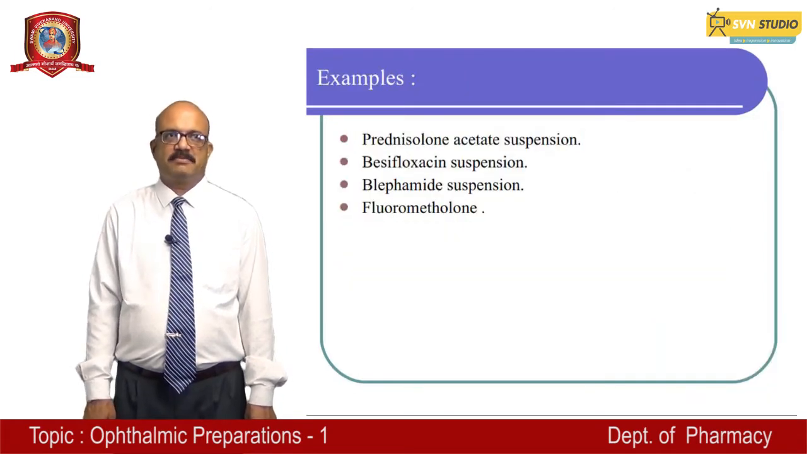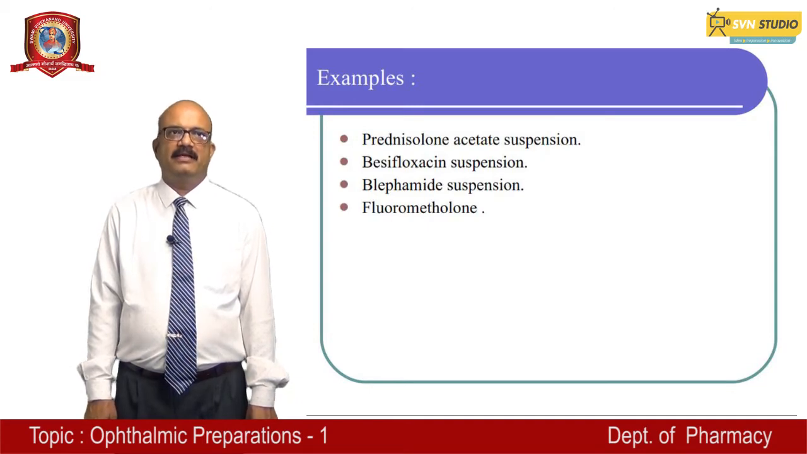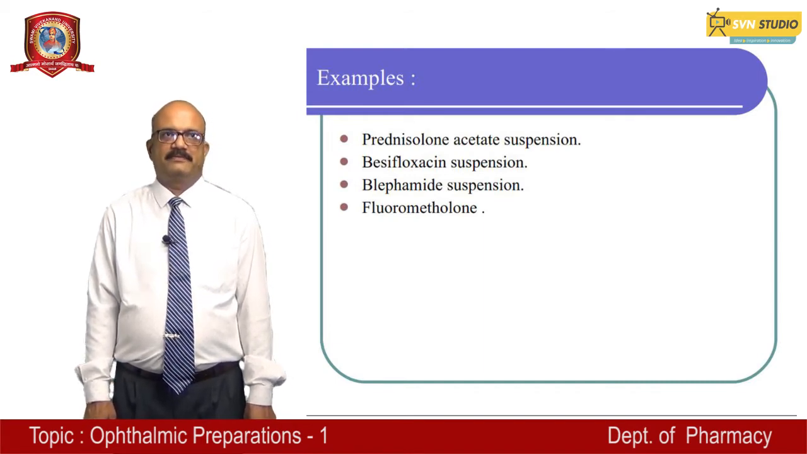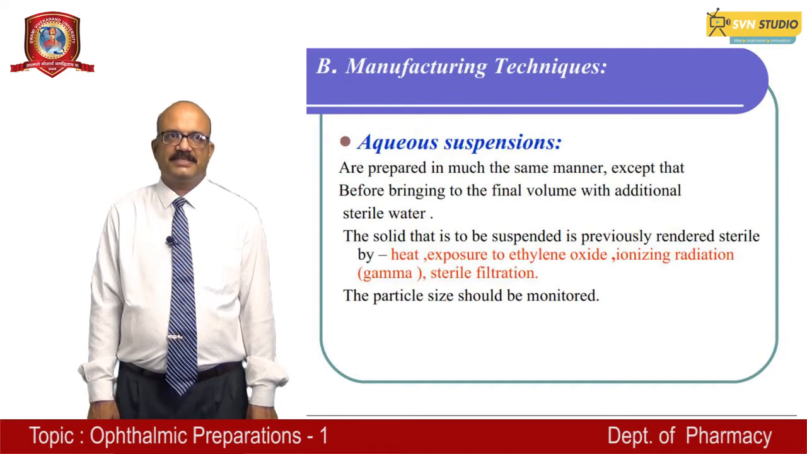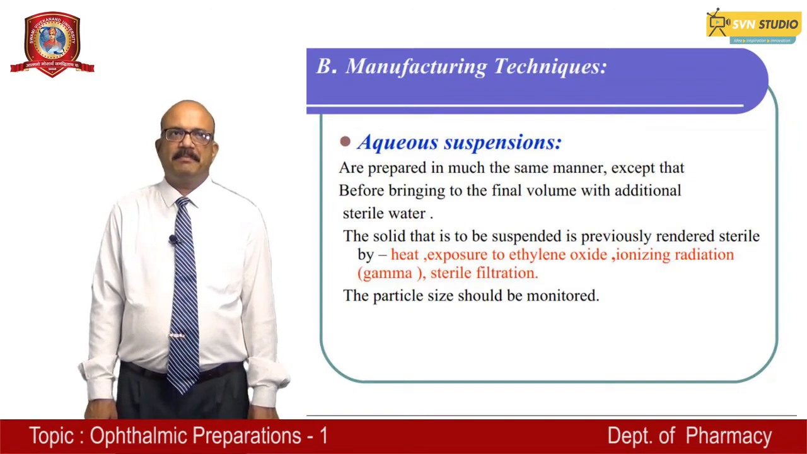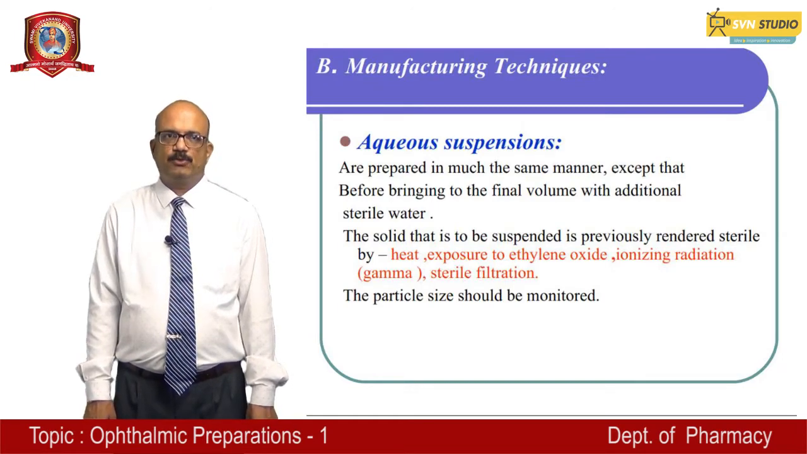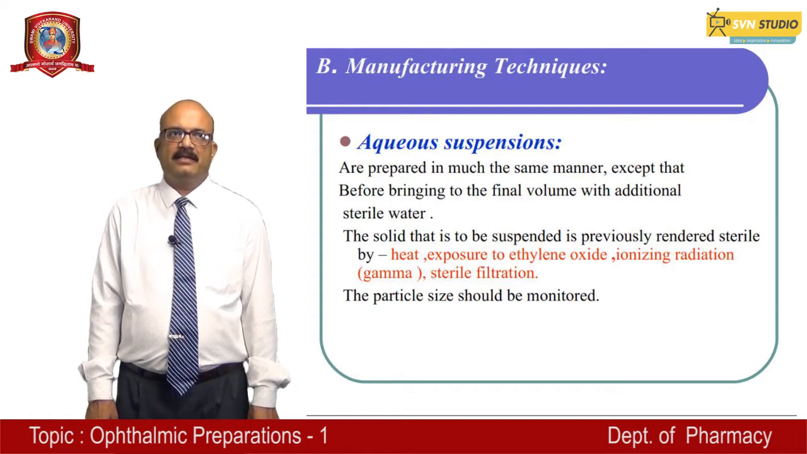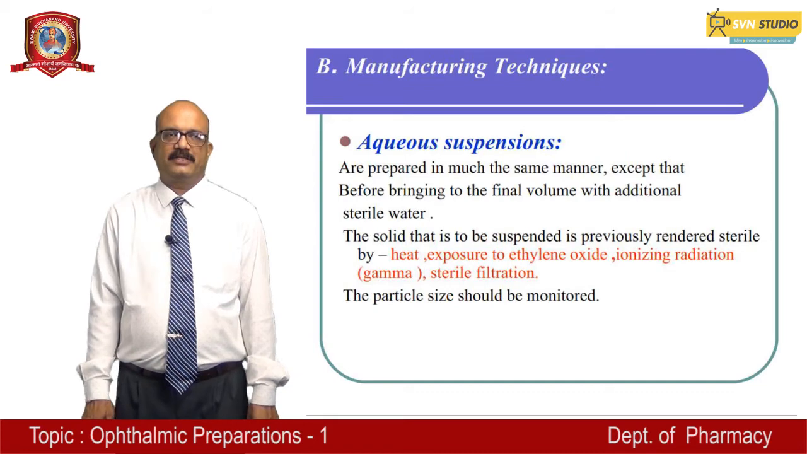Examples of the various suspensions available include prednisolone acetate suspension, besifloxacin suspension, and fluorometholone. Now coming to the aqueous suspensions, these are prepared in much the same manner, except that before bringing to the final volume with additional sterile water, the solid that is to be suspended is previously rendered sterile by heat exposure, ethylene oxide, ionizing radiation, gamma radiation, or sterile filtration. The particle size should be monitored during the manufacturing of these.